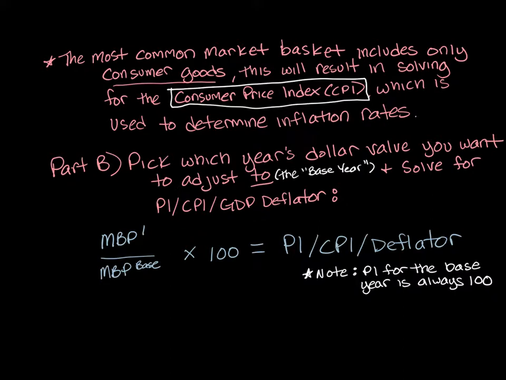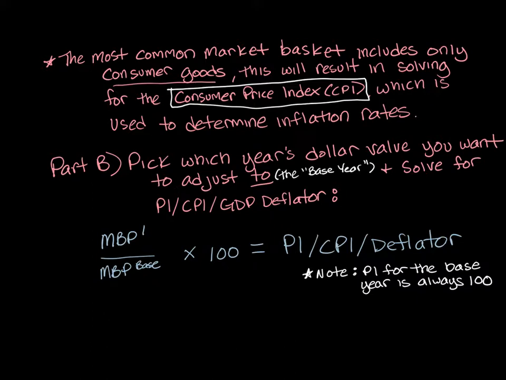So essentially what we need to do is we need to pick a year, and we're going to adjust all of our numbers to the value of the dollar in that year. In our case, it's either 1940 or 2019. If I want to adjust 1940's GDP to what it would be in 2019, then 2019 is going to become what we call the base year. If I wanted to adjust 2019's GDP to what it would have been in 1940, then 1940 is going to be our base year. It doesn't matter which one you choose, but we do have to pick, and we do have to remain consistent.